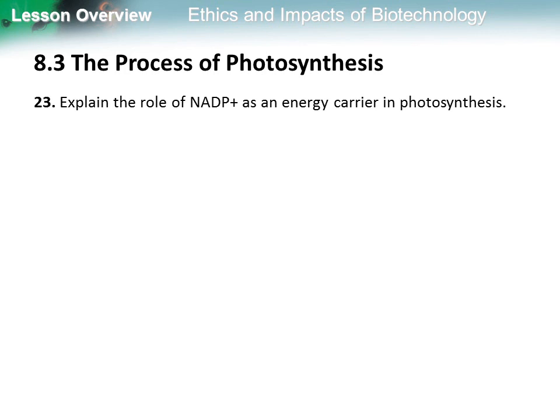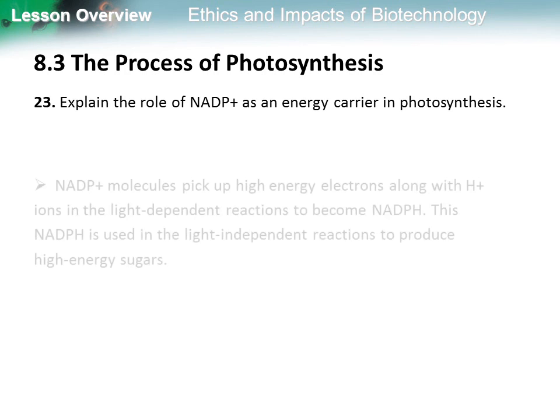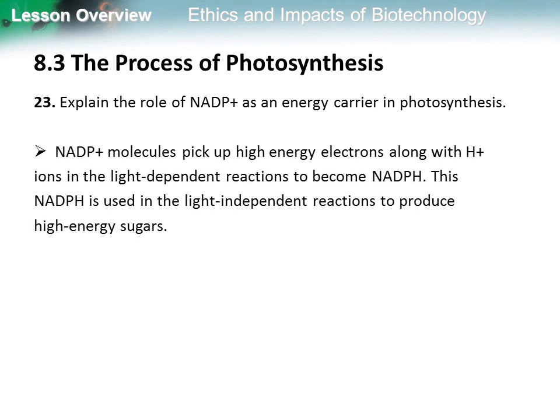Explain the role of NADP plus as an energy carrier in photosynthesis. Take your time. So the answer is NADP plus molecules pick up high energy electrons along with hydrogen ions in the light dependent reactions to become NADPH. This NADPH is used in the light independent reactions to produce high energy sugars.